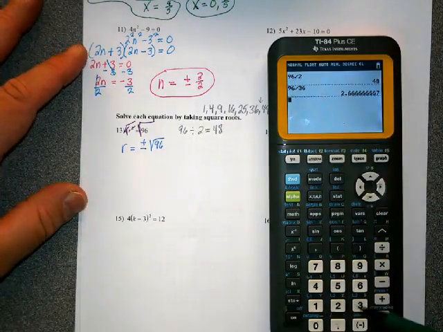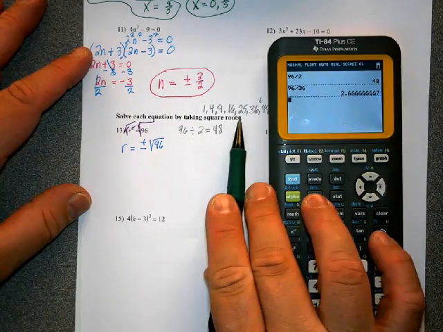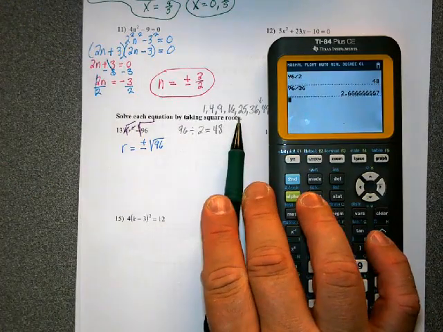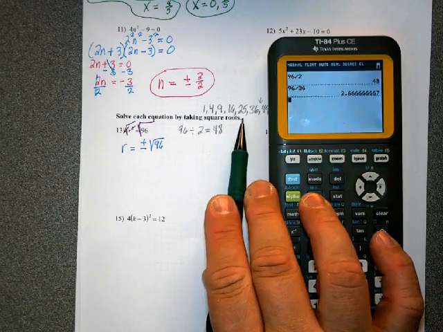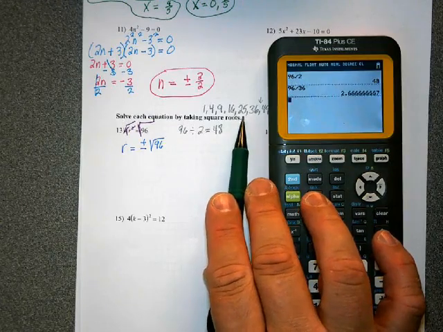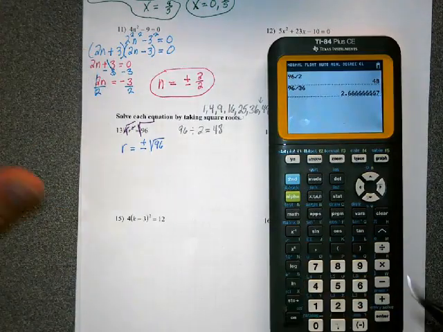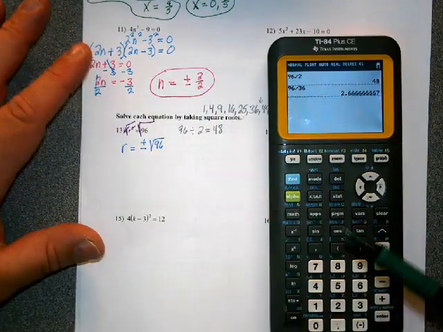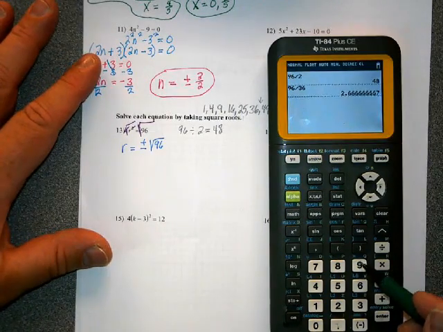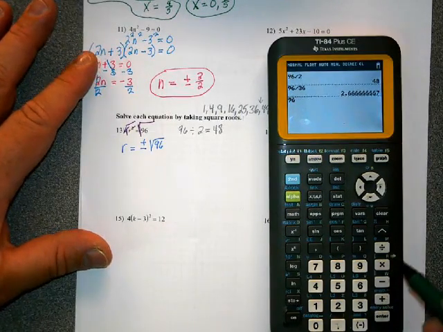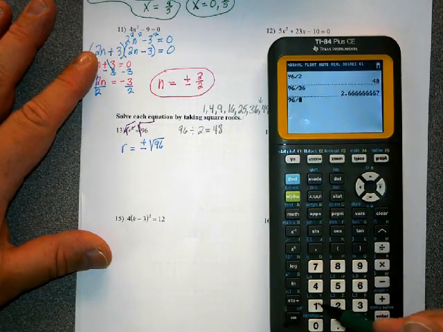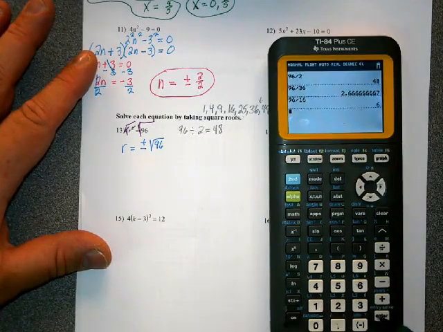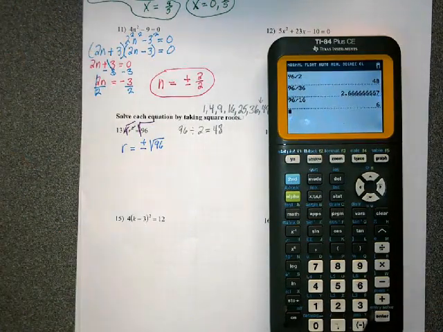I'm going to try 25. I know 25 is not going to work because it has to be a multiple of 25. 96 is not a multiple of 25. I'm going to try 16. 96 divided by 16, and I get a whole number, 6. So I know that 16, a perfect square, is a factor of 96.